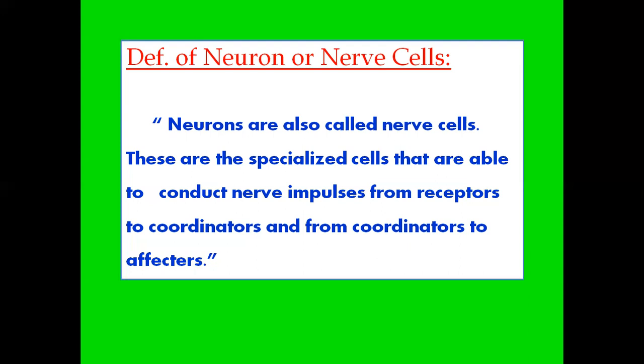Now, what is a neuron? I will define it. Neurons are also called nerve cells. These are specialized cells that are able to conduct nerve impulses from receptors to coordinators and from coordinators to effectors. This is the proper definition of a neuron. In this way, these neurons communicate with each other and also with other types of body cells. Now let's see the structure of the neuron.